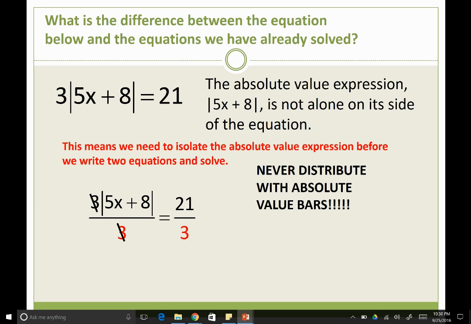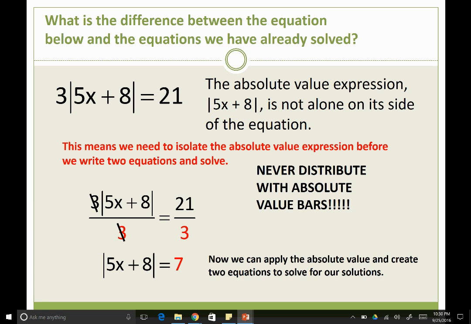So I want to get rid of a factor of 3, so I divide by 3. If I do it on the left, I do it on the right, and now I have the absolute value of 5x plus 8 is equal to 7. Now I can solve this absolute value equation just as we did before. All right, apply our two equations and solve.